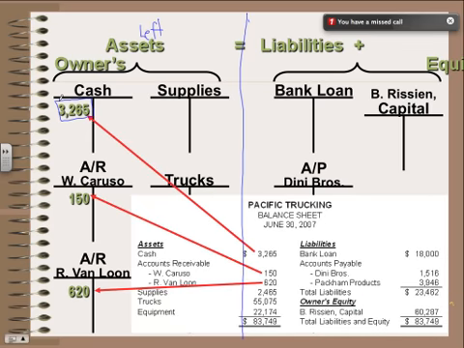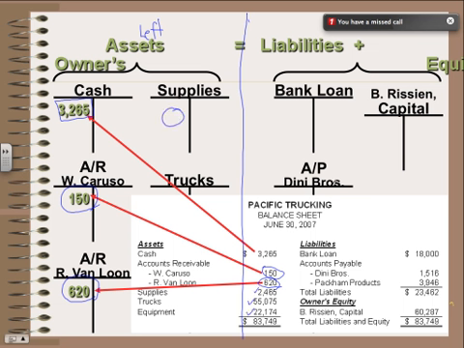Okay, let's look at the balance sheet together. So cash goes on the left, accounts receivable, those two numbers go in the account. So this 150, you're going to put in the left-hand side of your T account. And for our van, the 620 goes on the left-hand side. Very straightforward, and so on. So you're going to notice that your supplies, your trucks, and your equipment will also have balances on the left-hand side.